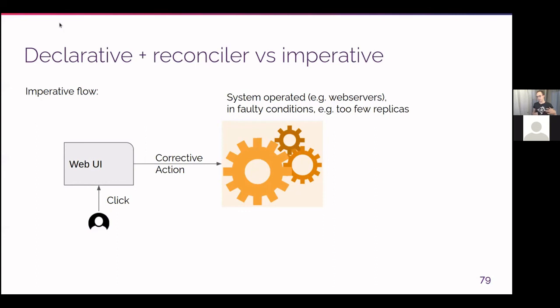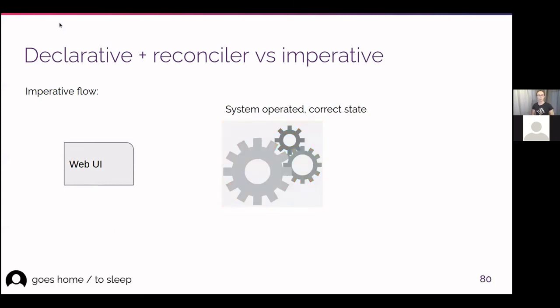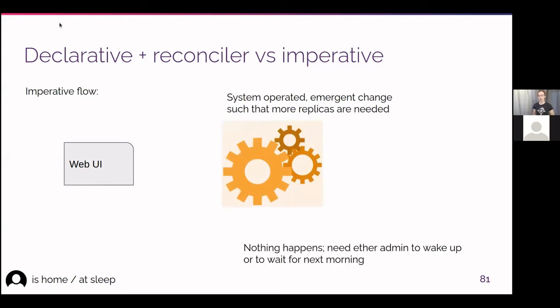And let's check how the imperative flow and the declarative flow are different. If you have an imperative flow, then you will have a web UI, for example. The administrator clicks, and then there will be some corrective action that the administrator clicked to the system that is being operated. So say that there are too few web servers available at the moment. The system is red. The administrator clicks and fixes the system, and now it's all good. It's in a correct state. Perfect. Then the administrator goes home, goes to sleep, whatever.